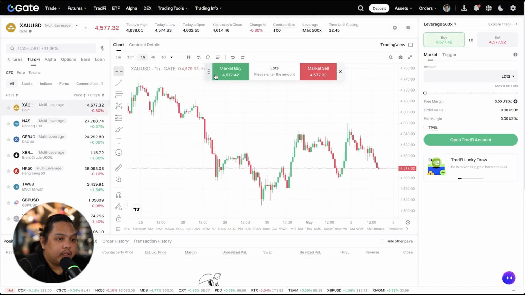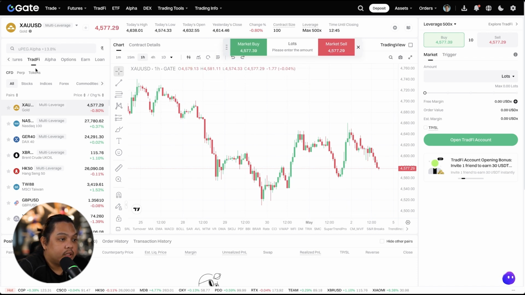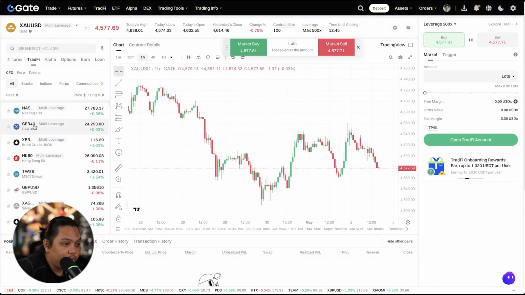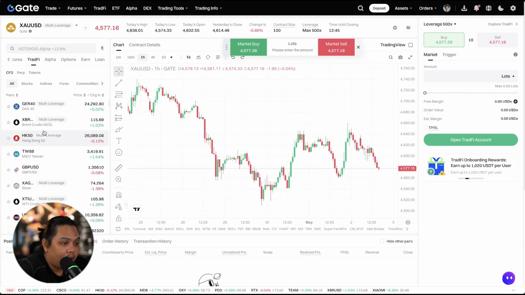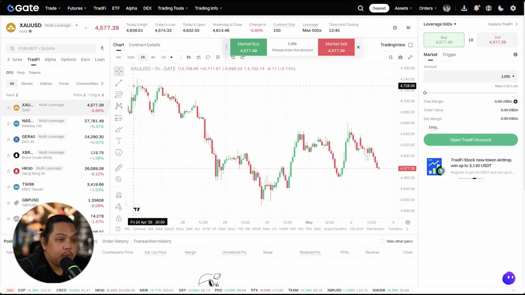You will also see that the interface is similar to the spot and futures, wherein you can select your TradFi assets like gold, Nasdaq 100, DAX 40, crude oil, Hang Seng 50, and then other forex pairs, silver. So there's a lot that you can choose here to trade. They can also give access to leverage up to 500x.